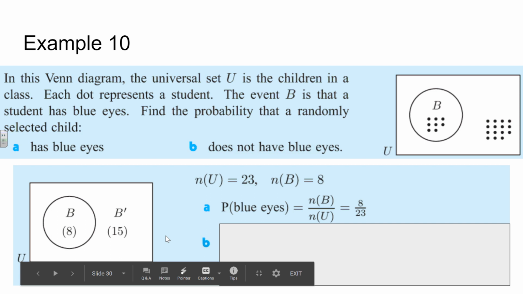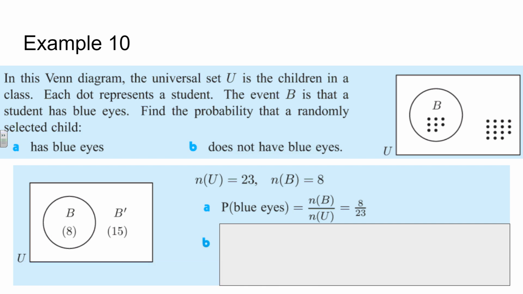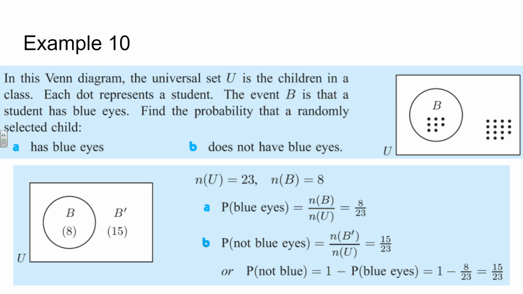Does not have blue eyes. Well, I could just take those 15 out of the 23 and say, boom, that's the probability that they don't have blue eyes. Or I could come in and say, it's just 1 minus the probability that they do have blue eyes. So I could say it's 15 out of 23, or I could say it's 1 minus 8 out of 23, which is another way to get that 15 out of 23.